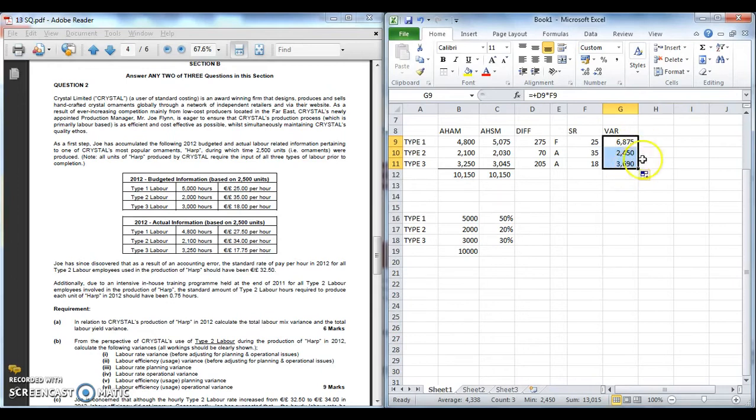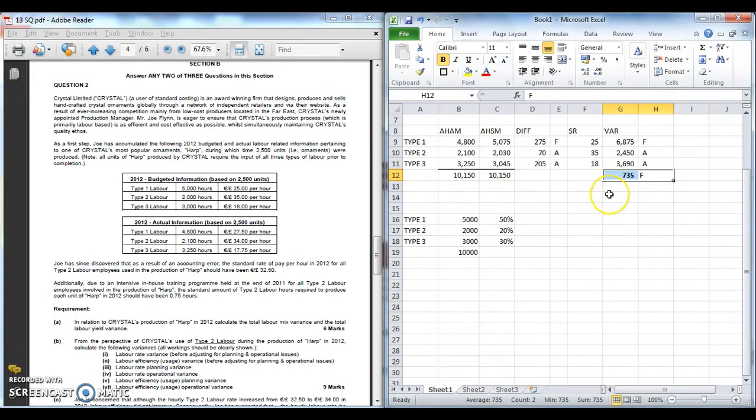Now, note here, this is a favourable variance, and the other two are adverse. So be careful when you're adding them up. So this is favourable, which is a plus, minus the 2,450, minus the 3,690, giving you a 735 favourable variance. So it's very important to note there, be careful with your positive and negative, depending on whether it's a favourable or adverse variance. So that is your material mix. That's the labour mix variance, 735 positive.